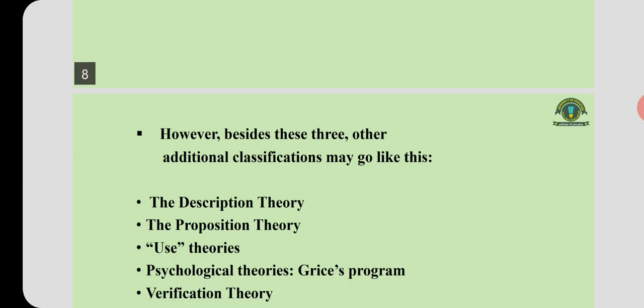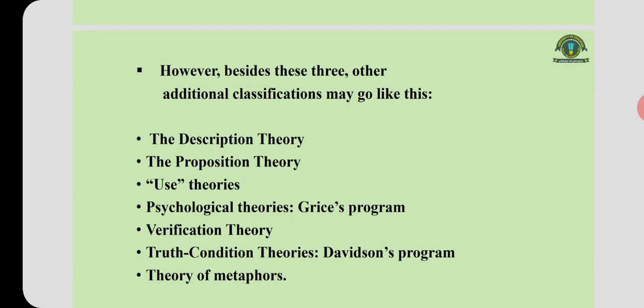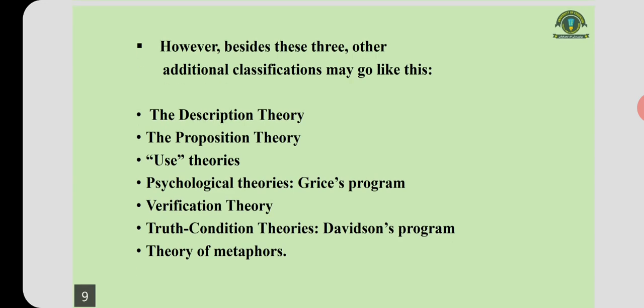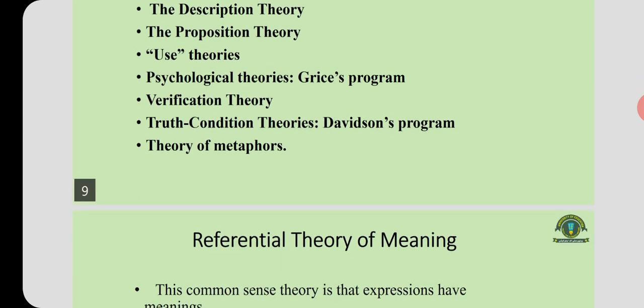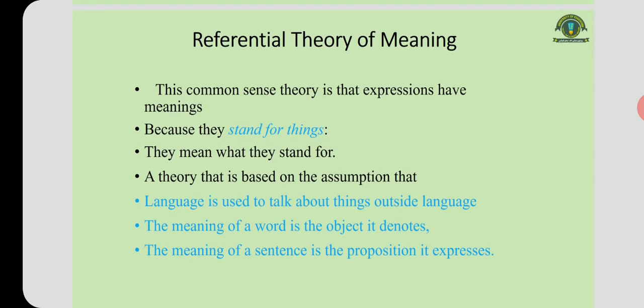However, besides these three, other additional classifications may go like this: the descriptive theory, which we have discussed in lecture number 2; the propositional theory; the use theories, discussed in lecture number 2; the psychological theories; the Grice program; the verificationist viewpoint about theories of meaning; truth condition theories; the Davidson program; and the theory of metaphors, in which metaphors are used. So here we discuss the referential theory of meaning.